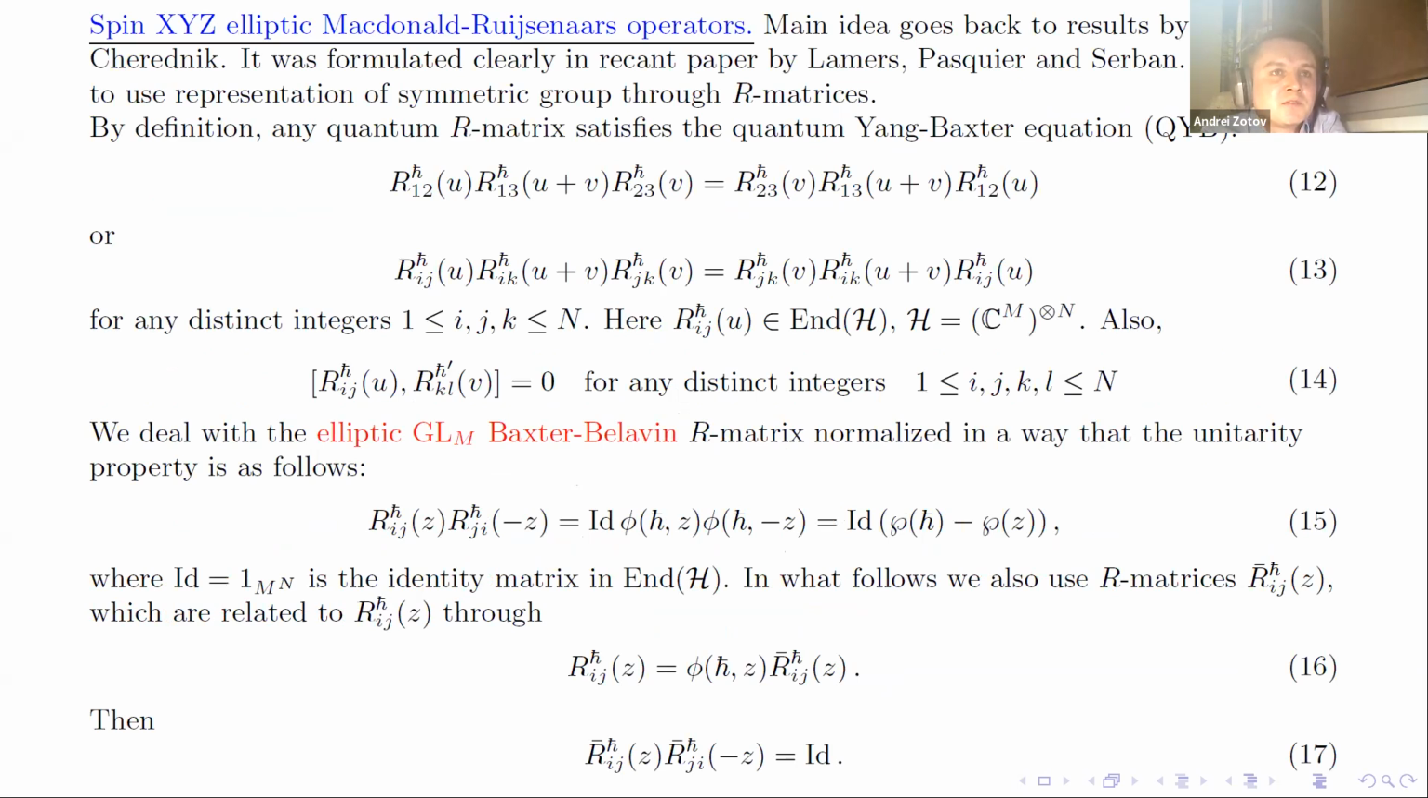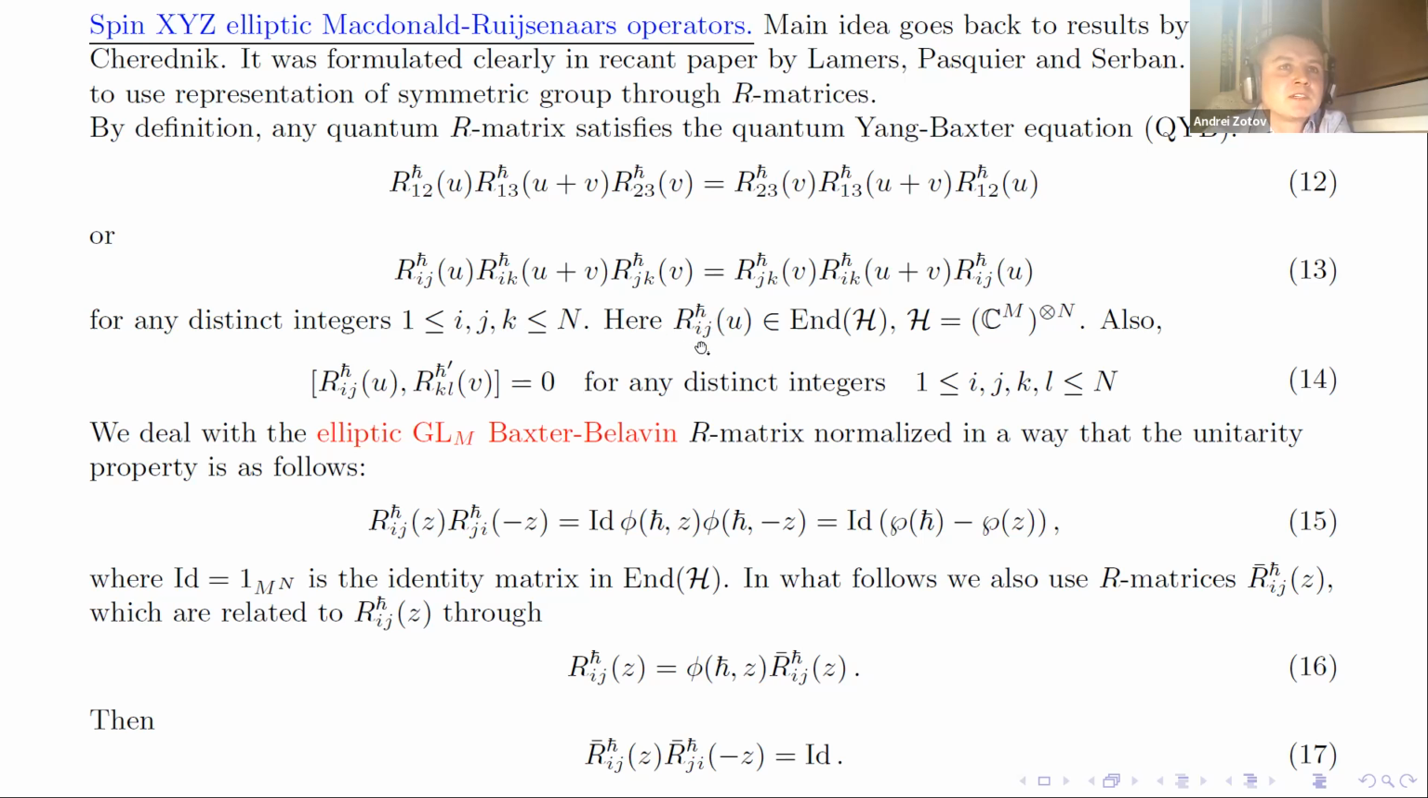In order to construct spin operators, we use constructions which are known from early papers by Wolf, Cherednik, and some other people. Most clearly, this recipe was formulated in a recent paper by Lipetzky, Pasquier, and Serban. We're going to use their recipe to construct the spin operators. For this purpose, we need to recall some basic facts about quantum R matrices. A quantum R matrix is a solution of the quantum Yang-Baxter equation, which is given here, or equivalently, it can be written in this form for any three distinct indices.